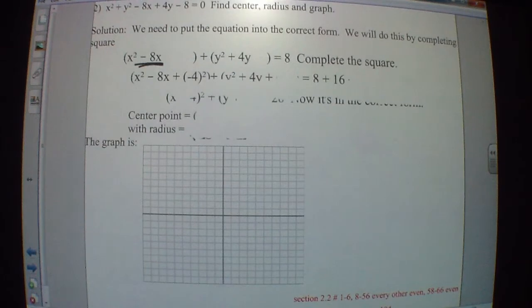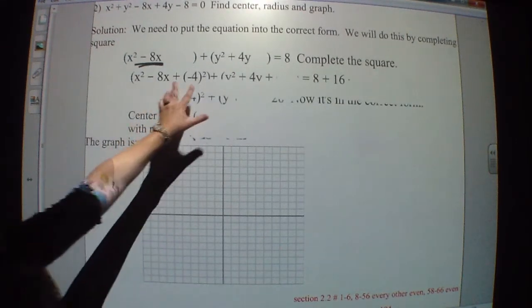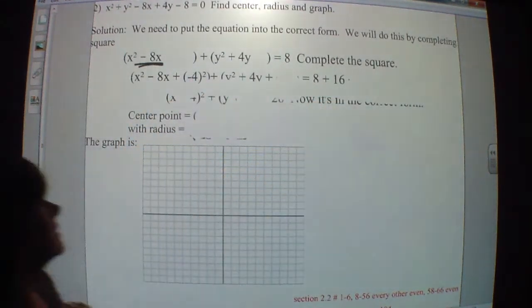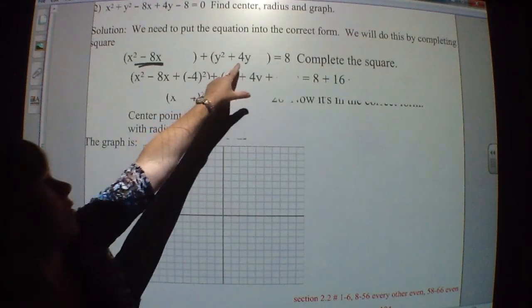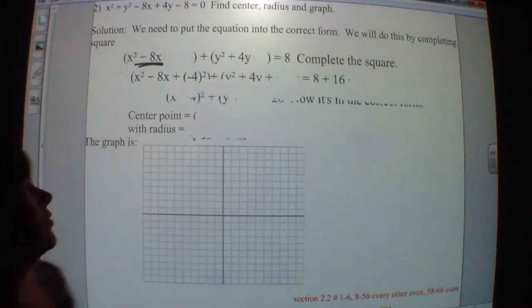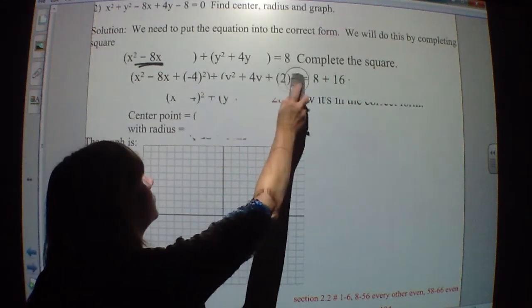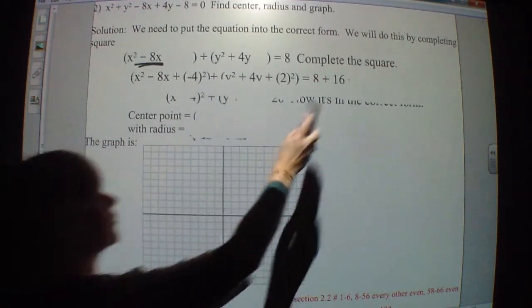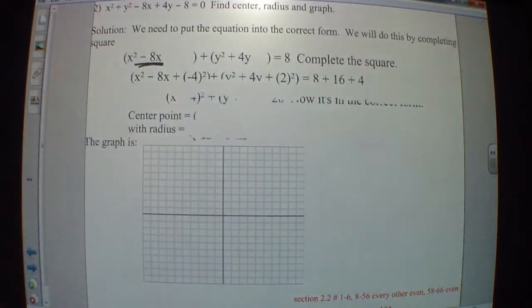So what you do to one side, you have to do to the other side. Since I added 16 here, I have to add 16 here. Same thing here. The coefficient of y is 4, divided by 2 is 2. So I have a 2 squared there. 2 squared is 4. So what you do to one side, you do to the other.